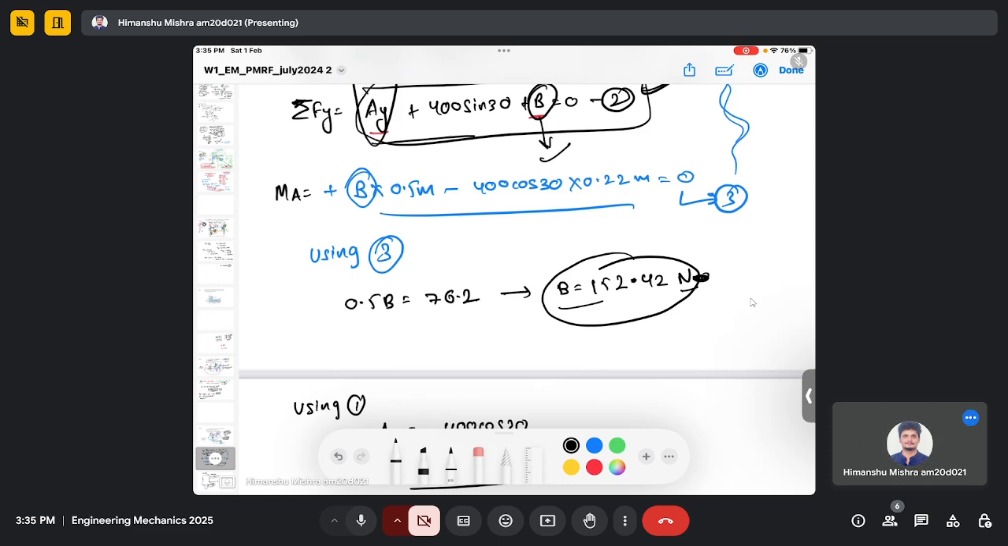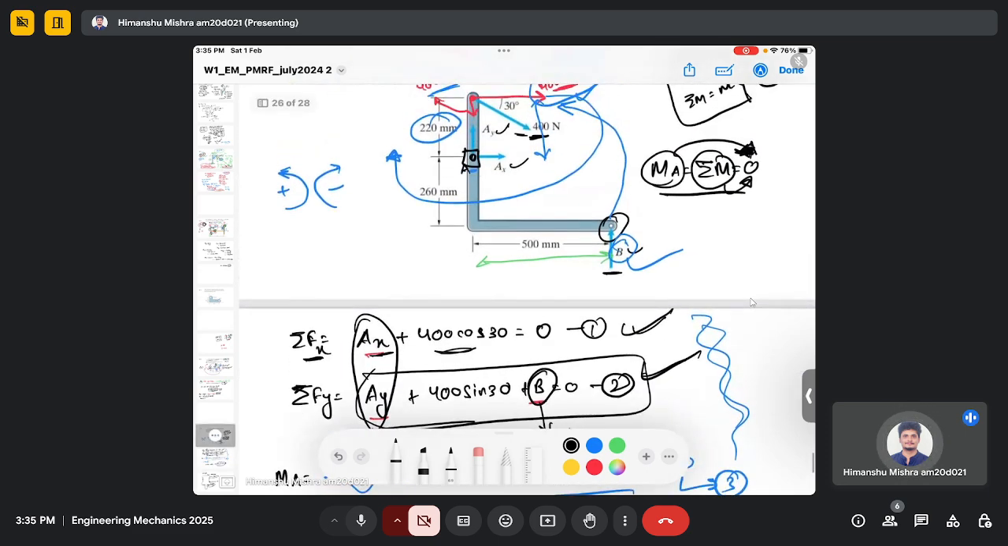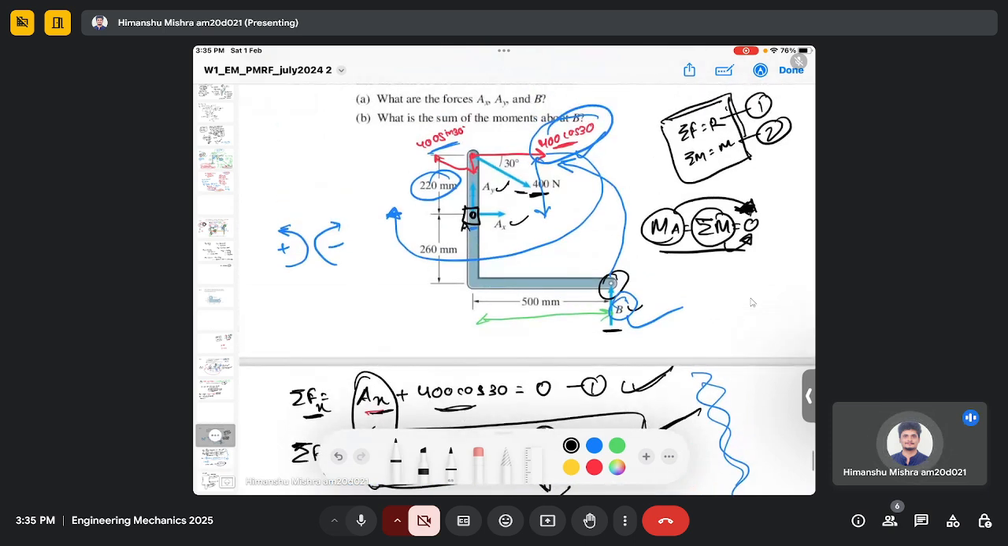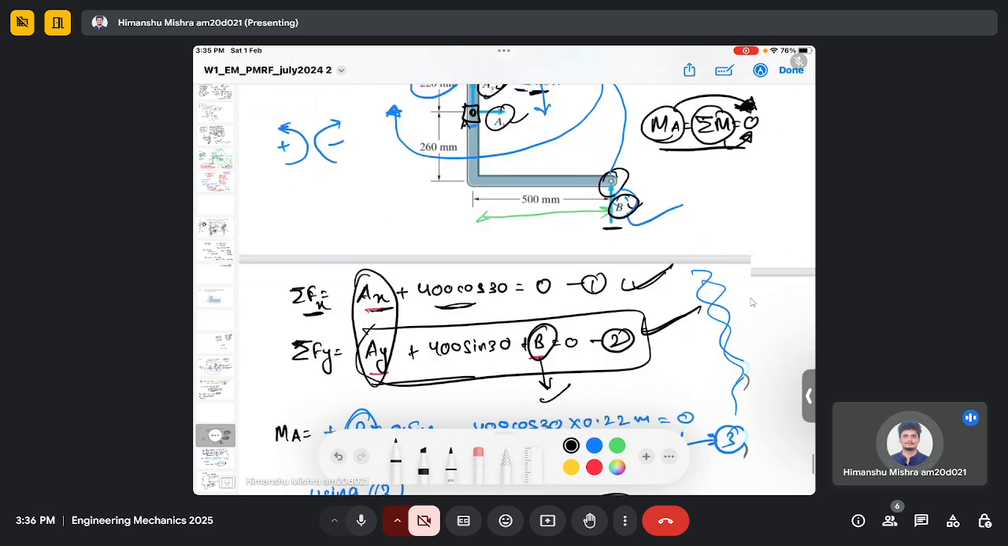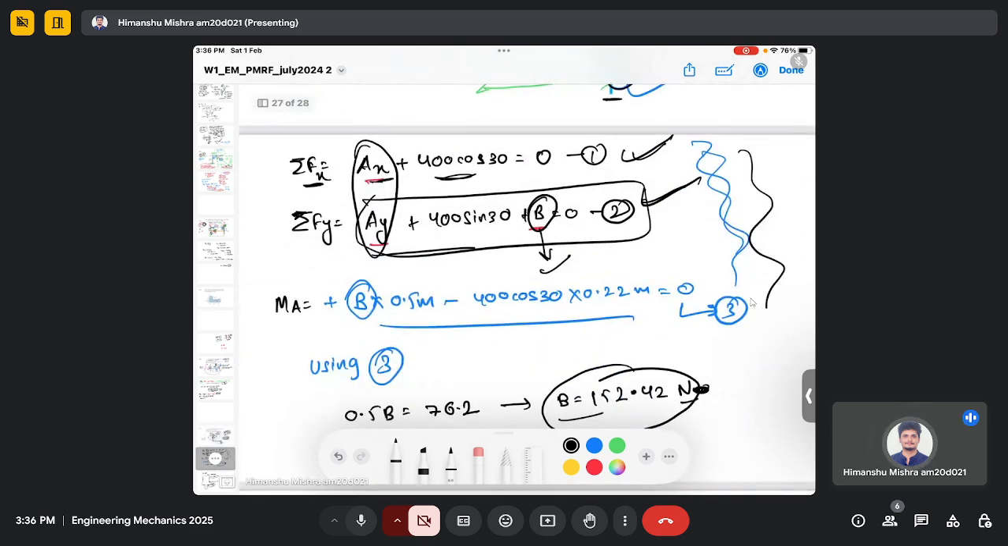at point B. So we have calculated all the unknown forces which have been asked in the question: AY, AX and B. For that we have used three equations because there were three unknowns, AX, AY and B. The first two equations come from the summation of force and the third equation comes from summation of moment at point A.